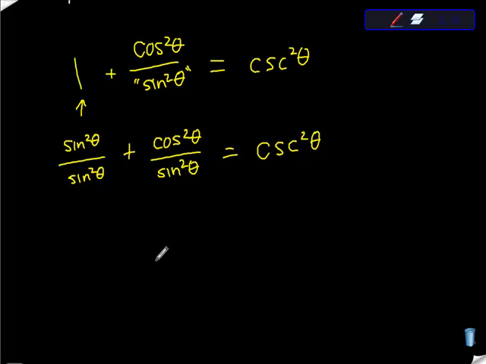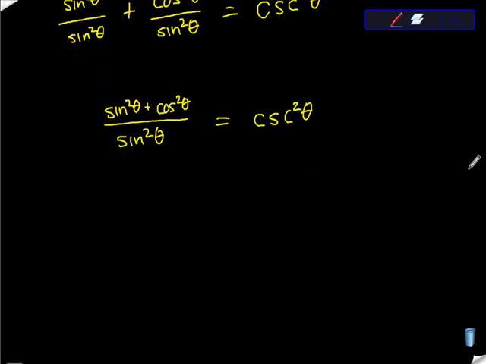Now I'm just going to do what you would do when you add any two fractions together. Make sure the denominators are the same. They are. We, of course, do not add denominators, so I'm going to leave sine squared theta at the bottom, and add the numerators: sine squared theta plus cosine squared theta. And I'm saying that's equivalent to cosecant squared theta. I haven't proven it yet. Last step, I hope.